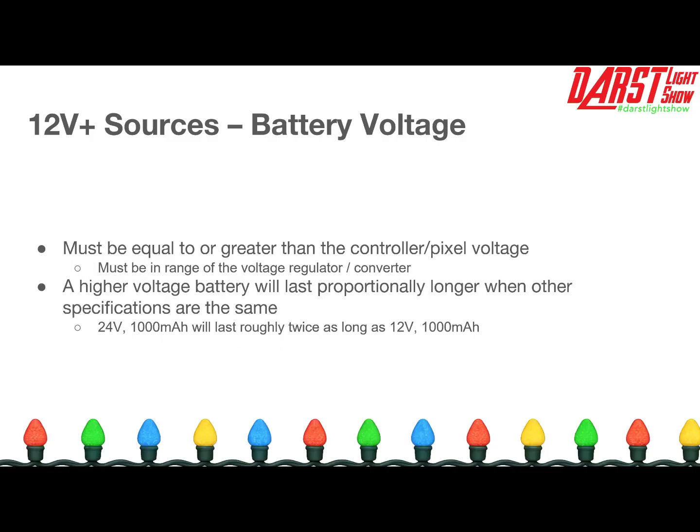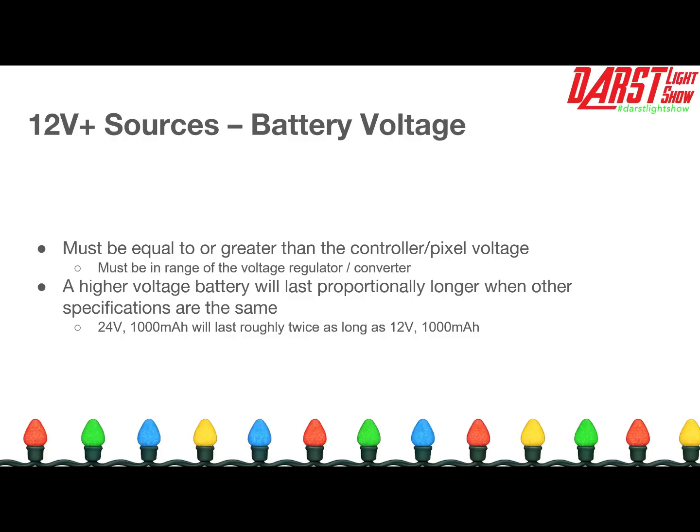All right. Battery voltage is pretty straightforward, so it must be equal to or greater than the controller pixel voltage. That comes with an asterisk, of course. If you buy a battery that's rated at 24 volts and you want to run 12-volt pixels on it, you don't hook them up directly to the 24-volt battery. You have to go through a converter, and that might be a buck converter, it might be a buck boost converter. But basically, you want to regulate the voltage down to 12 volts for your show.